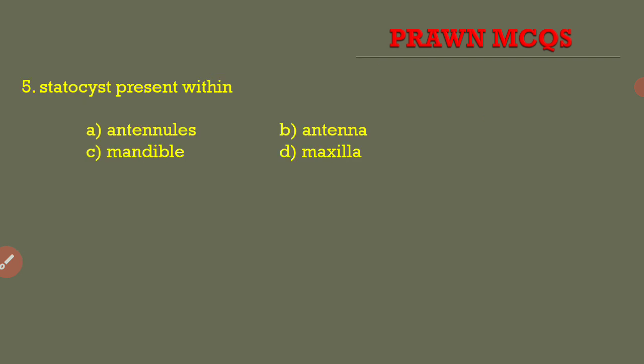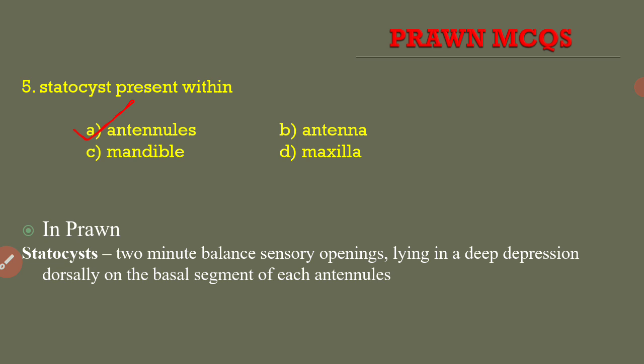Number 5, statocyst present within antennae. What is a statocyst? These are two minute sensory openings which are useful for balancing. These statocysts are two minute balance-sensory openings lying in a deep depression dorsally on the basal segment of each antennule. So at the base of the antennule there are two small minute openings which are sensory in function, and that is the statocyst present within the antennule.